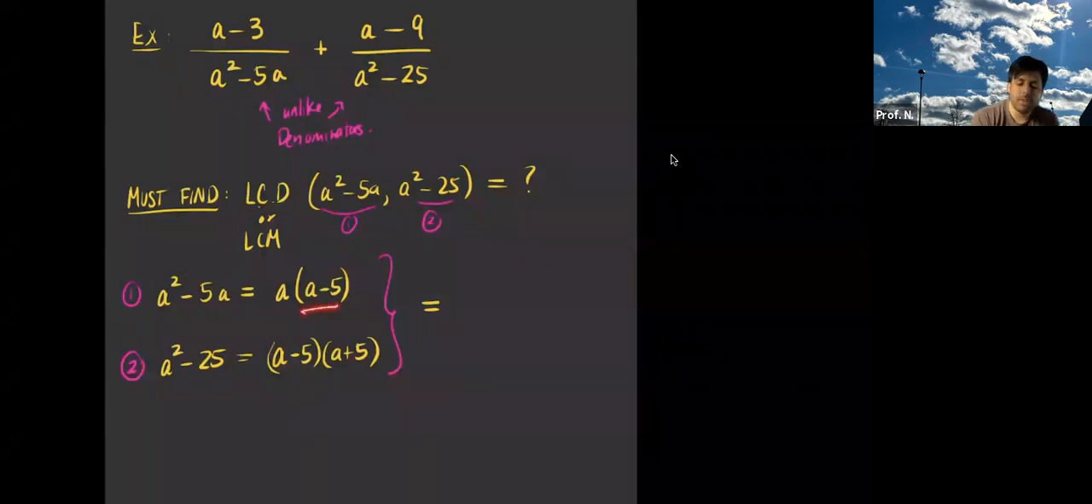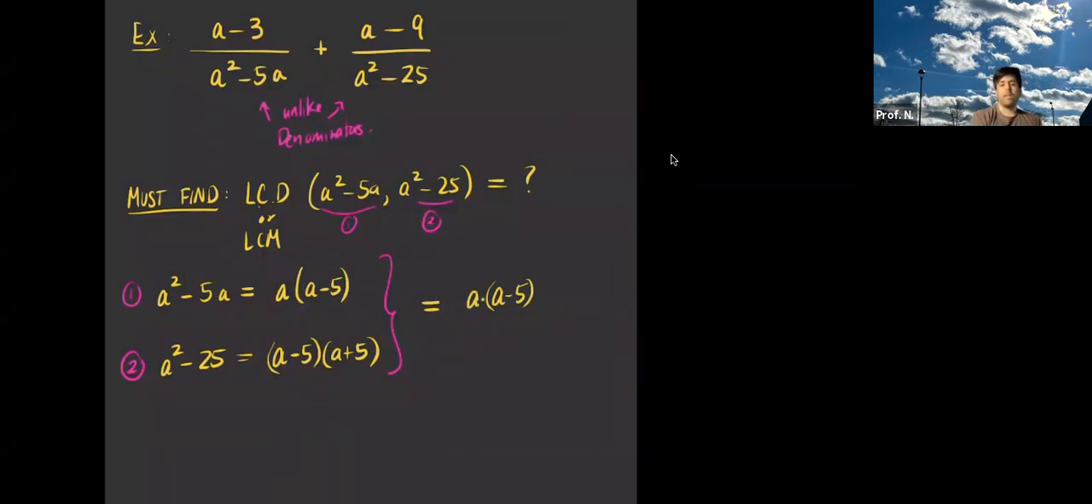So as you can tell, a minus 5 is in both of them. That's good. But the second one does not have an a, but the first one does have an a. So we have to include that a. So this is the LCD again. And then the second denominator has an a plus 5 as a factor, but the first one doesn't have an a plus 5. So we have to include it. So we're basically including the things that the other one doesn't have, in addition to including what they do have in common. And this is my LCD.